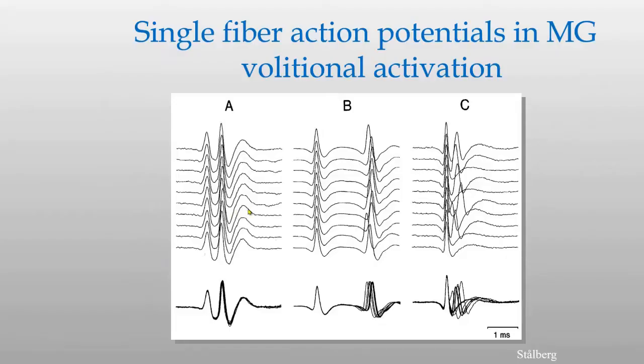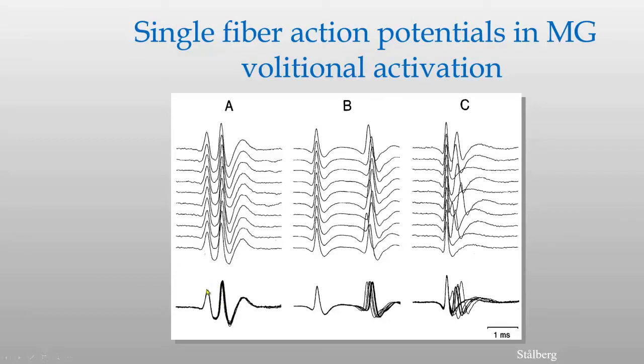A few words about the principle of jitter analysis. Here is a single fiber recording from a patient with myasthenia. We record from 2 muscle fibers and time lock the recording on one of the spikes, in this case the first one, and see a variability in the arrival time due to a variation in the synaptic delay in the 2 motor end plates involved.